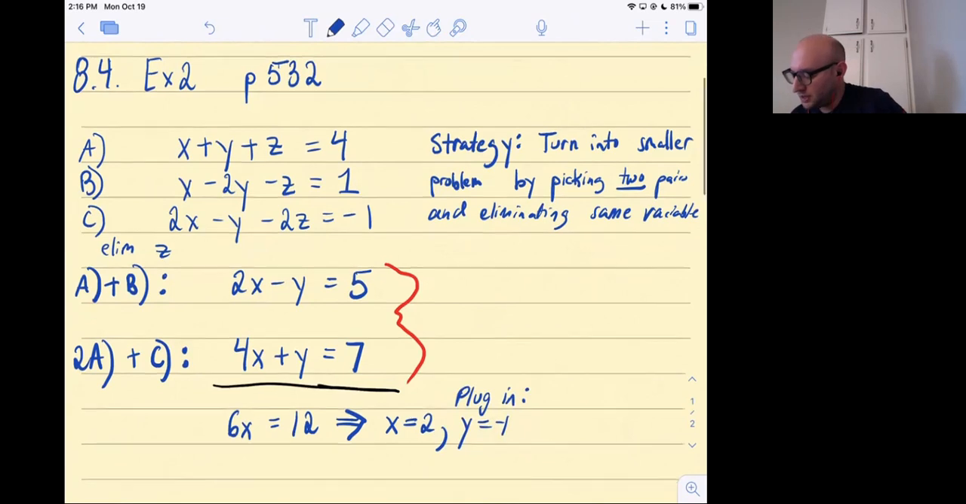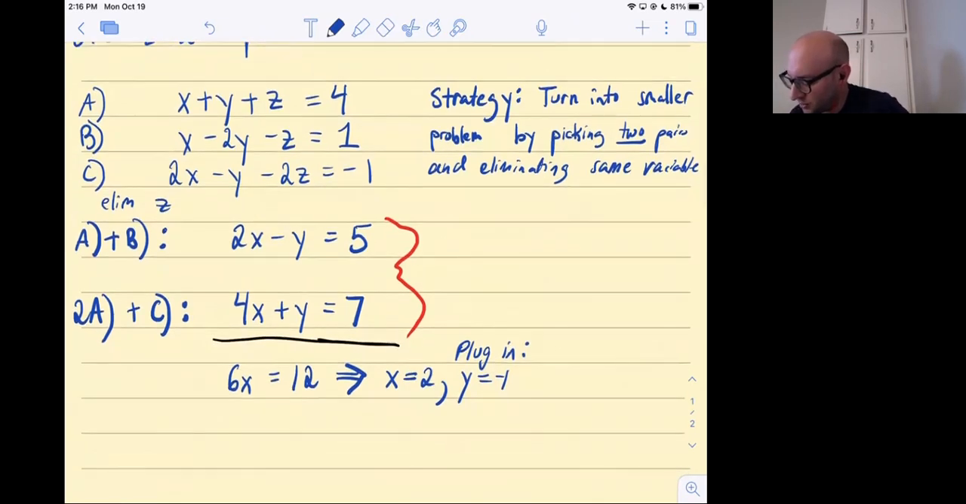Oh, yeah. Okay, let me just clarify here, just to make it clear. You plug in the 2. Now that we know that x is 2, we can plug it into either of these equations, either here, or we can plug it in here. And then once you do that, let's plug it into the first one. We get 2 times 2 minus y is equal to 5. Solve for y. We get 4 minus 5 is equal to y. Subtract the 5 and add the y. You get -1 is equal to y.